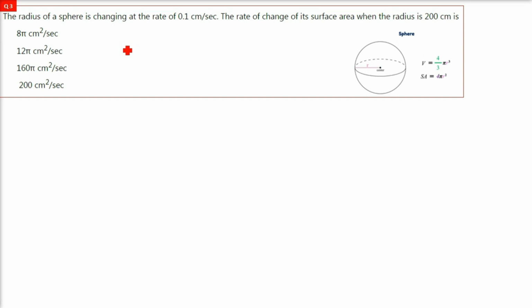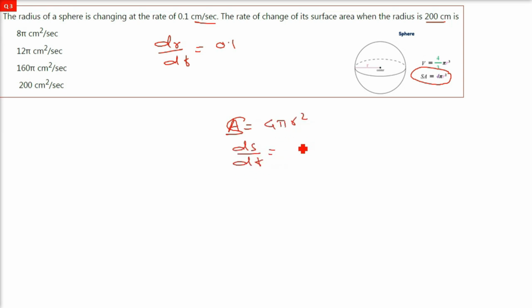Now the radius of the sphere is changing at the rate of 0.1 centimeter per second. So basically dr by dt is given as 0.1 centimeter per second. The rate of change of its surface area when the radius is 200 centimeters. Surface area is 4 pi r square. So assume it to be s, it will be better to understand. So this ds by dt is going to be 4 pi into 2r dr by dt.